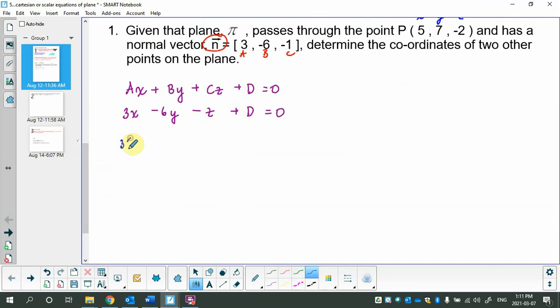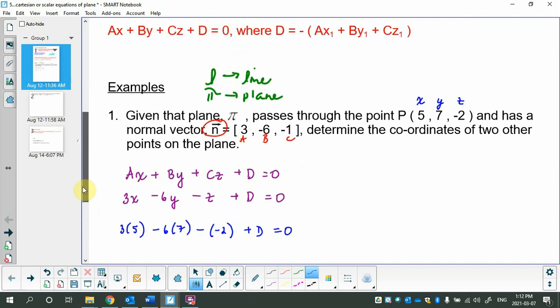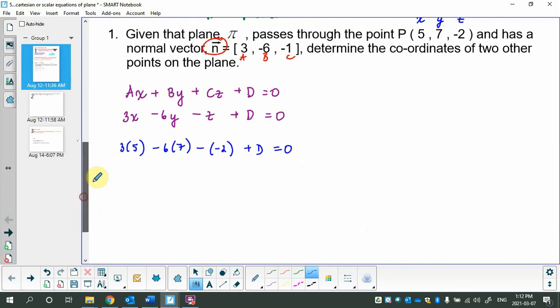So I'll have 3 times 5 minus 6 times 7 minus negative 2 plus d is equal to 0. So if you take a look at the formula, it's saying put x1 in for the x, put y1 in for the y, put z1 in for the z, and then haul it all over to the other side so it's the negative version of it. What I'm doing is manipulating math in a very grade 9 way, which I'm much better at than memorizing formulas.